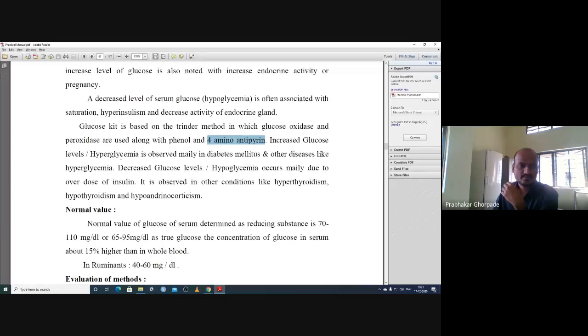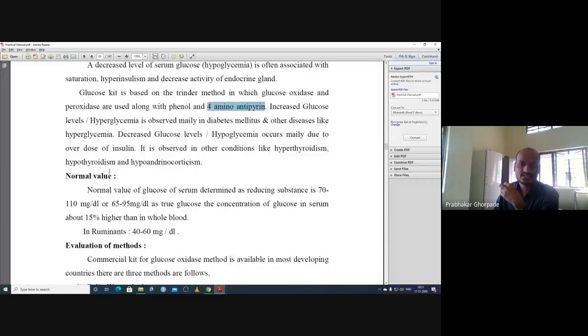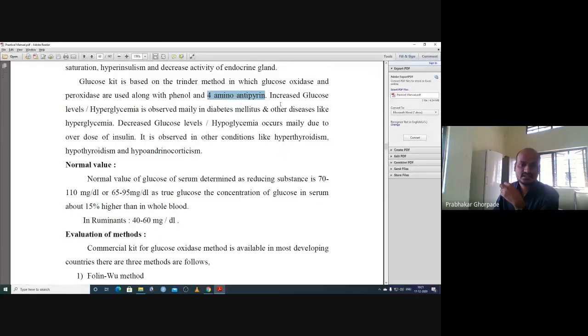Increased glucose level, hyperglycemia, is observed mainly in diabetes mellitus and other diseases. So we want to see whether glucose is increased or decreased. Increased glucose with hyperglycemia is already discussed. Decreased glucose level, or hypoglycemia, occurs mainly due to an overdose of insulin. So if you are giving somebody an overdose of insulin, in that case this person may suffer hypoglycemia. Hypoglycemia means decreased glucose level.